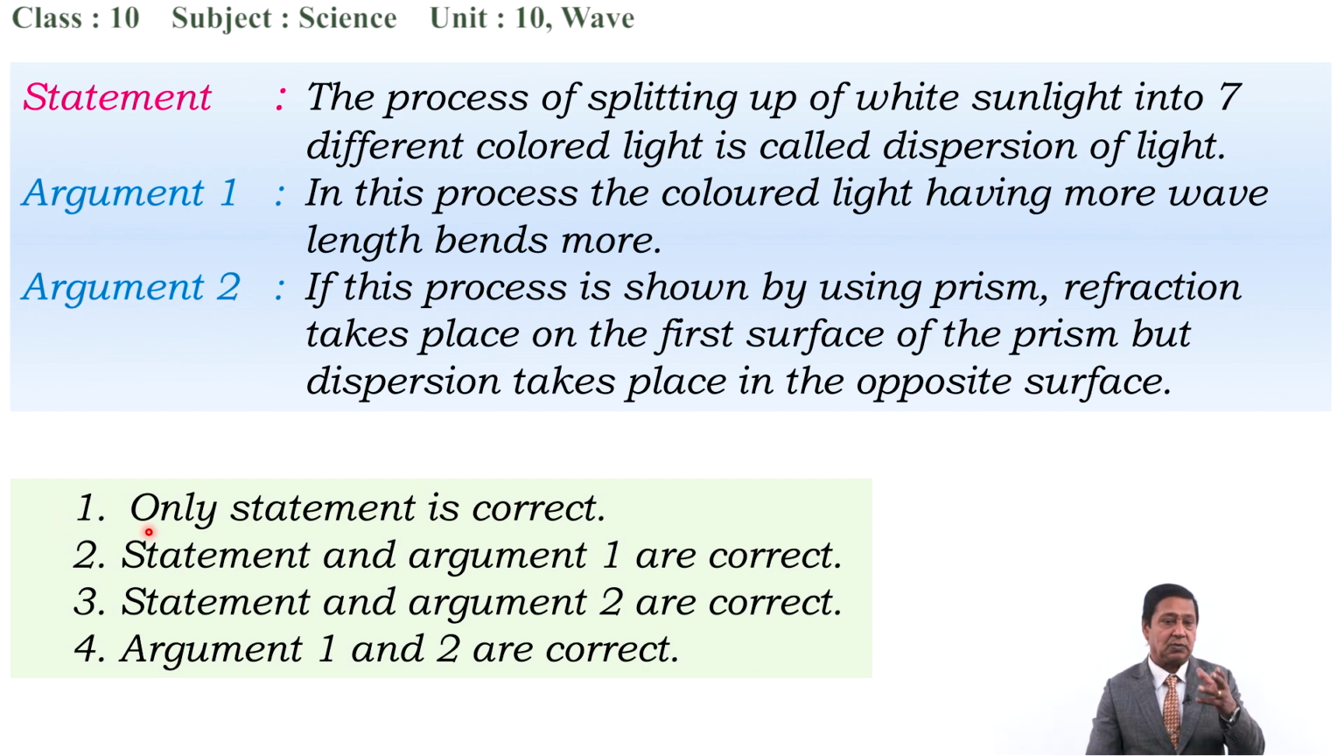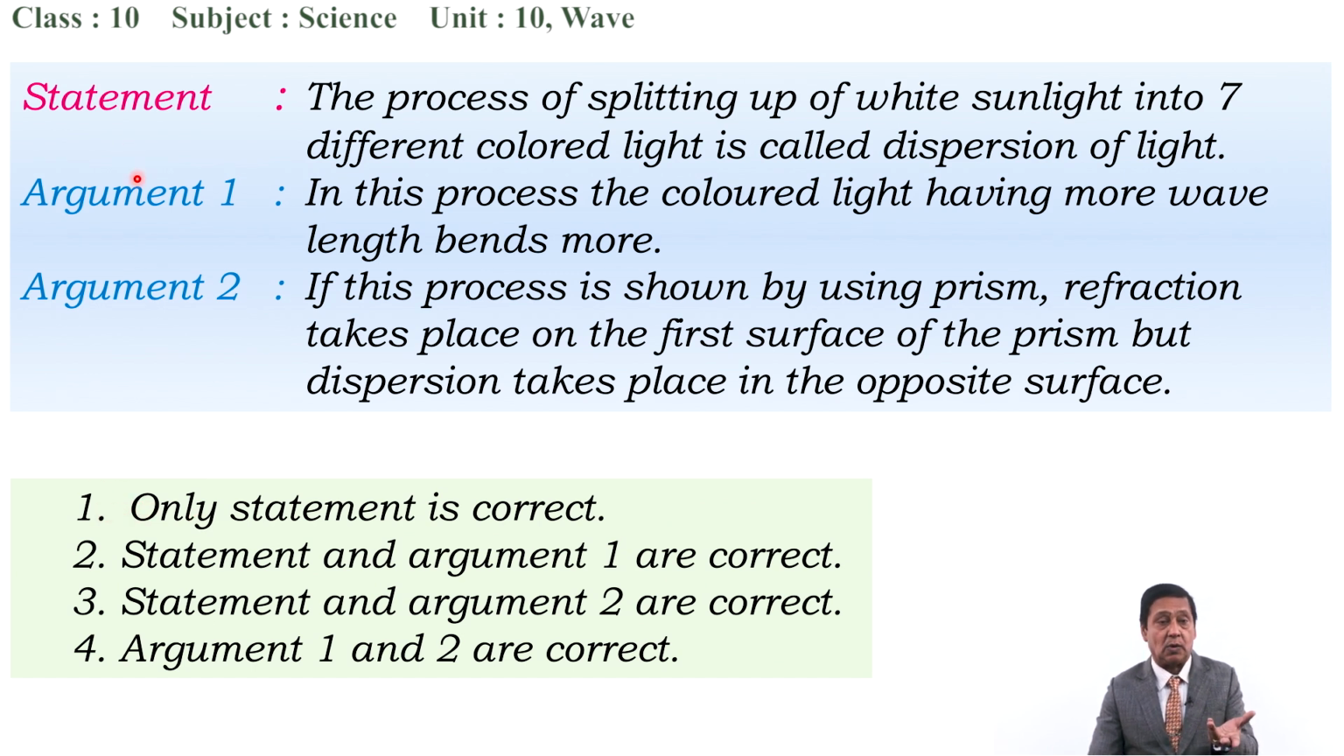Now, let's start with option number 1. Whether this one is correct or not. Only statement is correct, is it? The process of splitting up of white sunlight into 7 different colored light is called dispersion of light. Yes, this is a correct statement, isn't it? But here in the first option it is written only the statement is correct. That's why we cannot say that this option is correct.